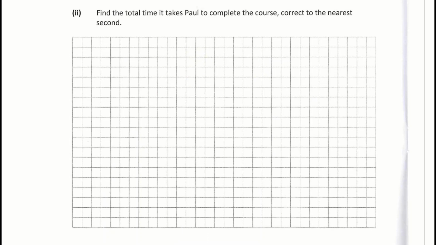Okay, and part C, or part B, part 2. So find the total time it takes Paul to complete the course correct to the nearest second. So I'm now coming to my log tables. We found out that it's a geometric series. So I'm using my page 22 in the log tables, the sum of all the terms, but make sure now that you're going for the Sn for a geometric sequence and series. You're not going to the sum of terms for an arithmetic series. We're now looking at a geometric.